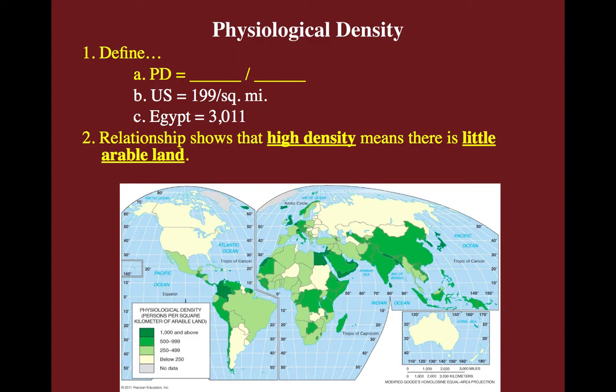So we're still taking 330 million people, but now we're dividing it by a smaller land area, and now we have to feed 199 people with that square mile of arable farmland. Egypt, on the other hand, has a bad physiological density. They have to feed 3,000 people from that square mile. That's not doable. So obviously this relationship shows that high density means there's little arable land. Egypt falls into that category. 199 is pretty good. It's not great, but fortunately we're rich and we have technology and we can afford to pull that off. Probably want to be a little bit less than that.